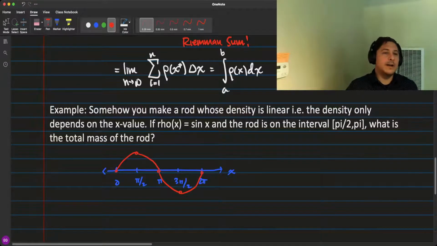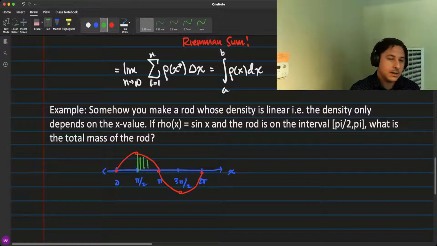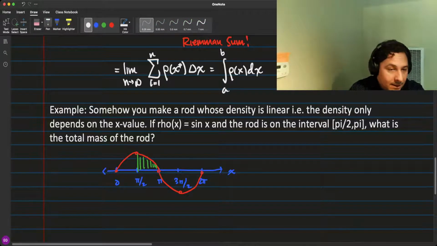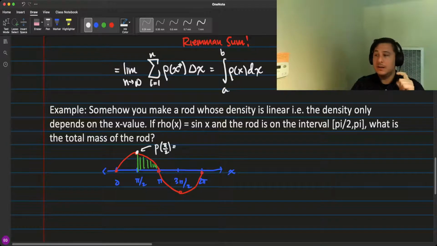Now, where is our rod defined to be? It goes between pi over 2 and pi. So we're looking at this region right here in green, right? So at the beginning of the rod, what is the density? At that little point right there, it's how many units of mass per unit of volume?